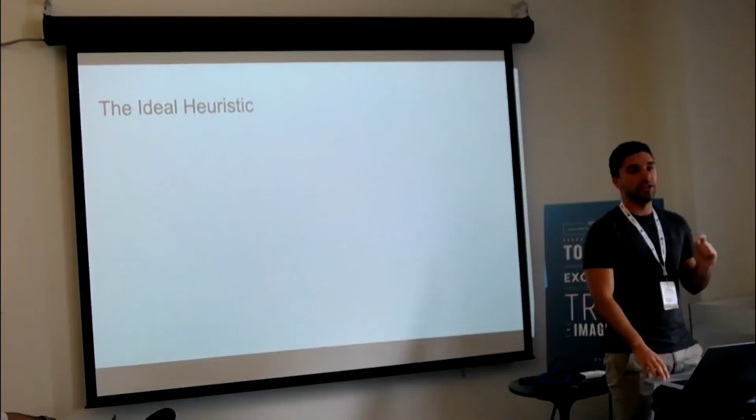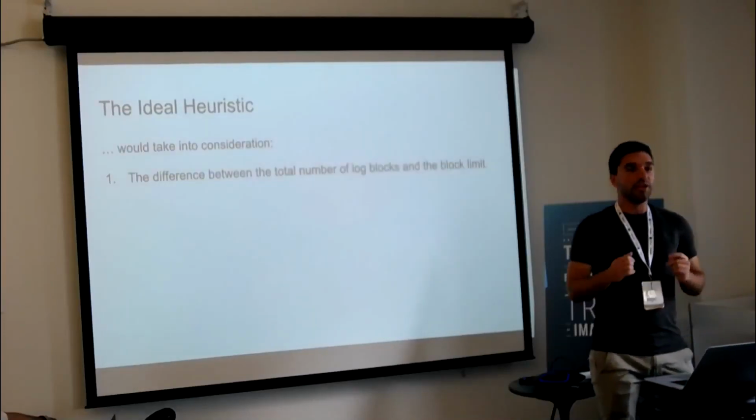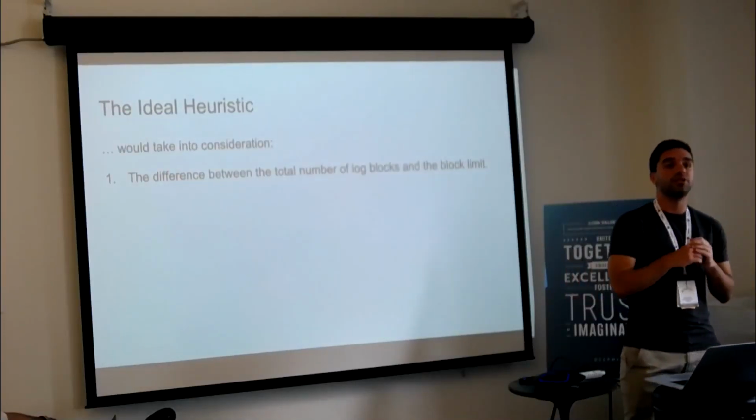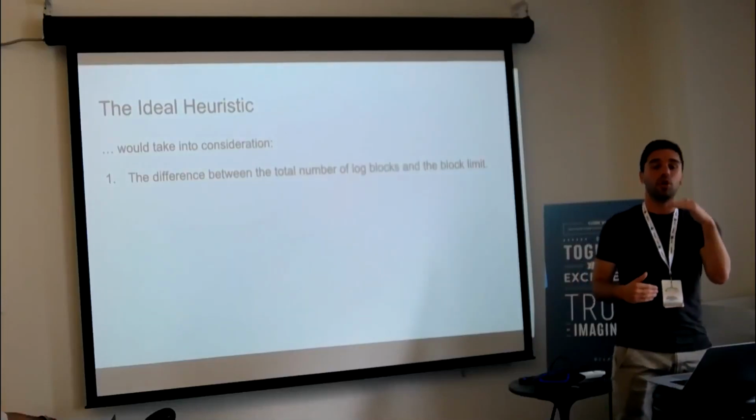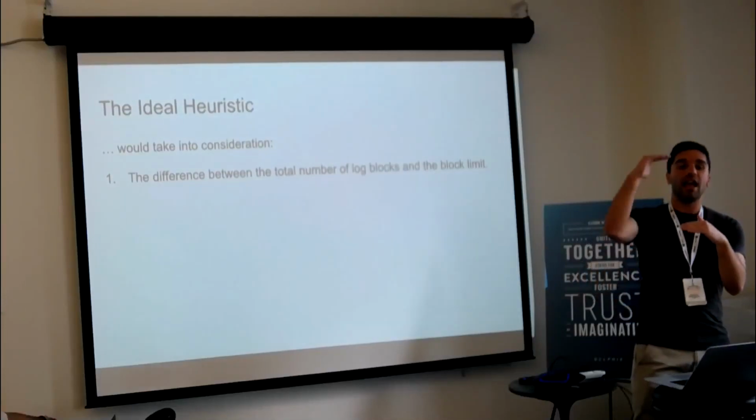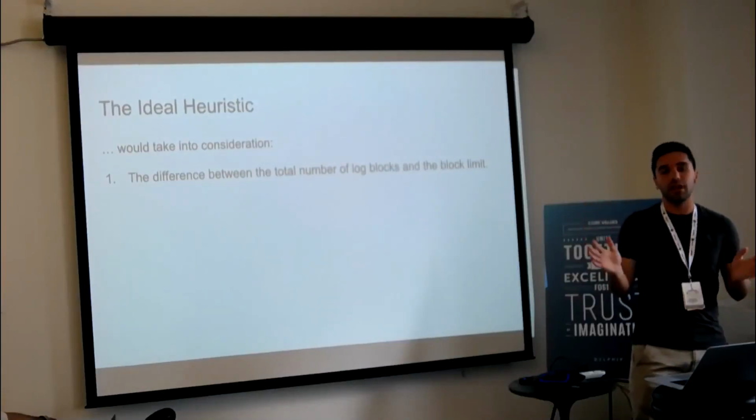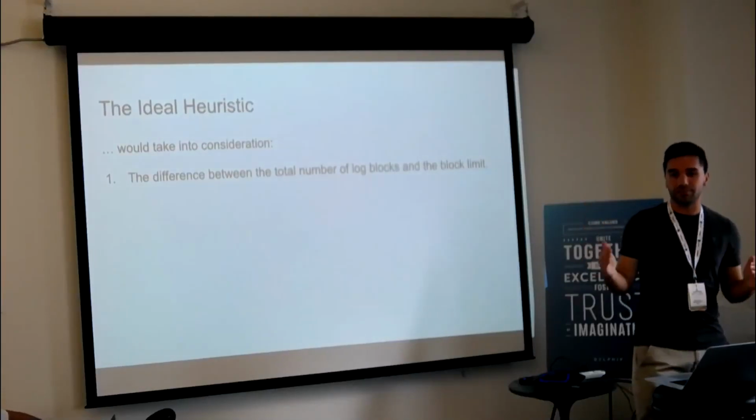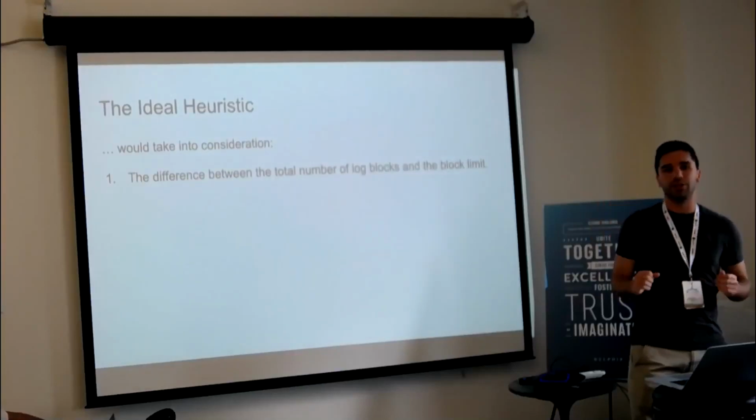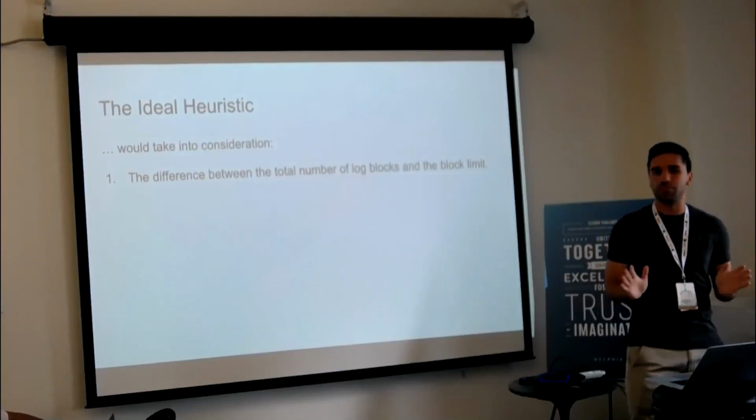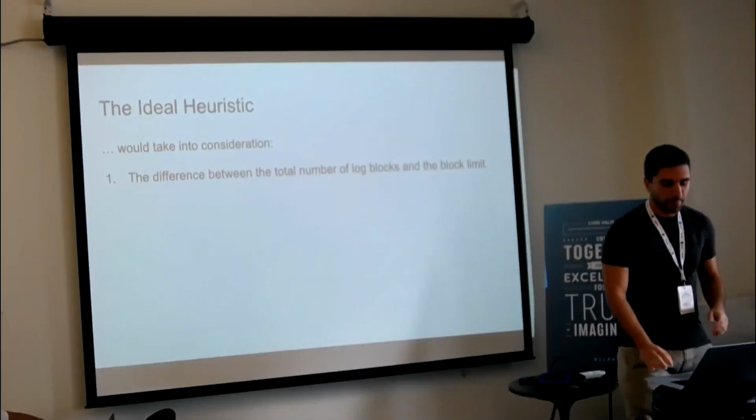And I want to talk about the ideal heuristic. The ideal heuristic would take into consideration the distance between the amount of log blocks that we currently have and the limit that we set. So if we are far away from the limit, you can say, okay, we are still good. We don't need to flush as much. If we are close to the limit, we can say, oh, the system is under pressure. Maybe we want to flush a little bit more.